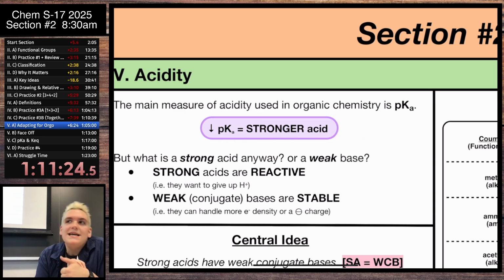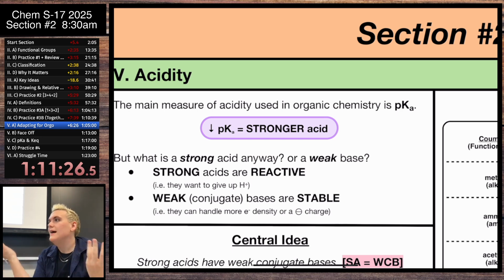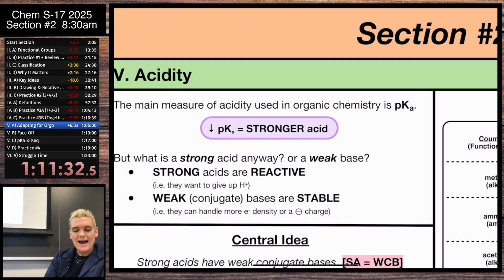But what do we really mean when we say something is stronger as an acid or weaker as an acid? Well, these are proxies for reactivity. So strong acids are things that are reactive, things that really want to give up a hydrogen. And if we talk about a weak base, like a weak conjugate base, weak bases are bases that are stable, that can more easily handle electron density or negative charges.